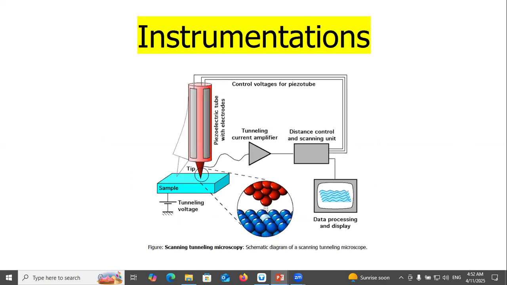Instrumentation. Sample, tunneling voltage, piezoelectric tube with electrode, tunneling current amplifier, distance control and scanning unit, data processing and display, current voltage for piezo tube.